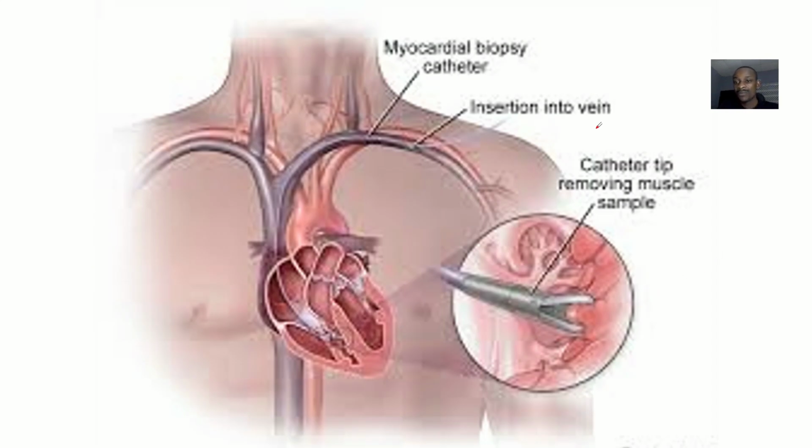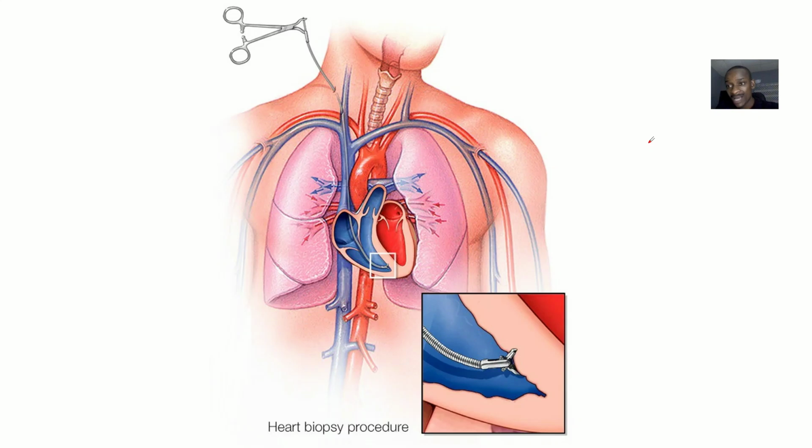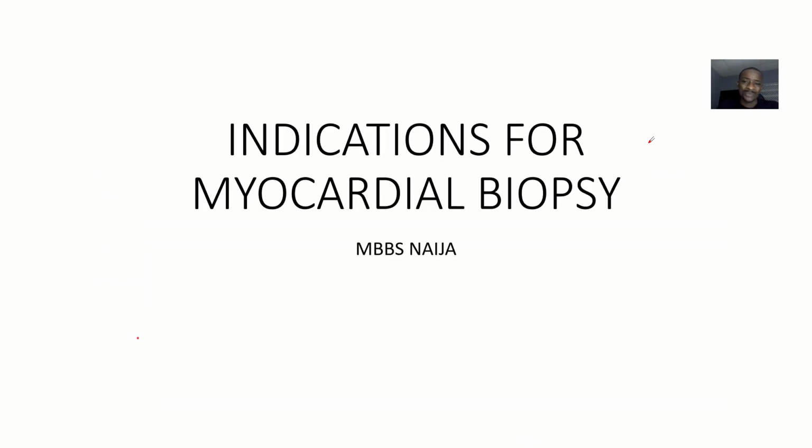So this is how a biopsy is done. You put the catheter in, and the catheter will help you remove a muscle sample, which you send to the lab so that a test result can come through. So these are the possible indications for myocardial or endomyocardial biopsy.